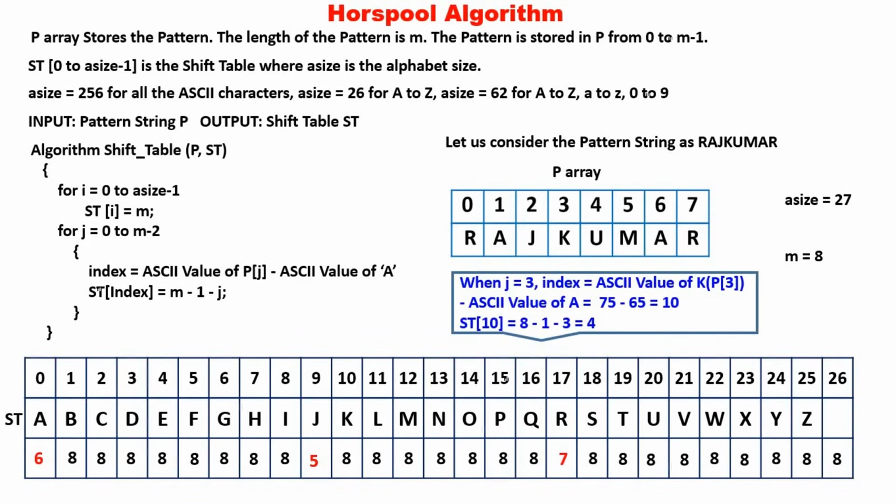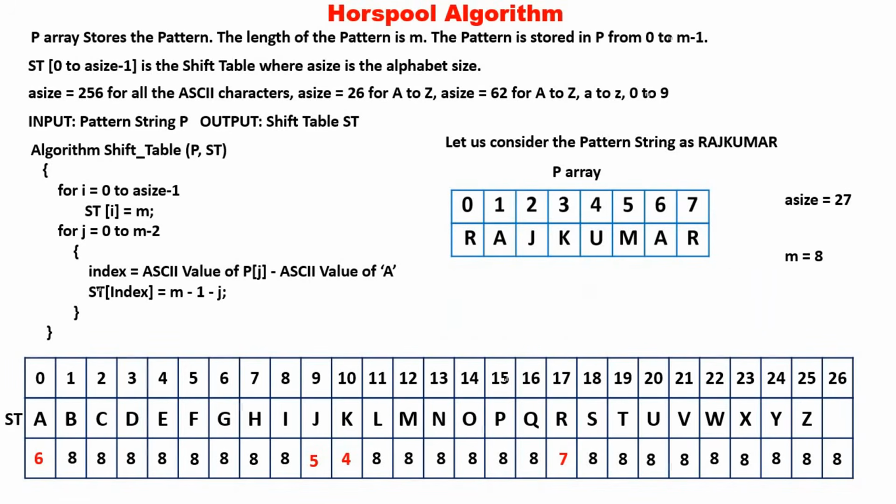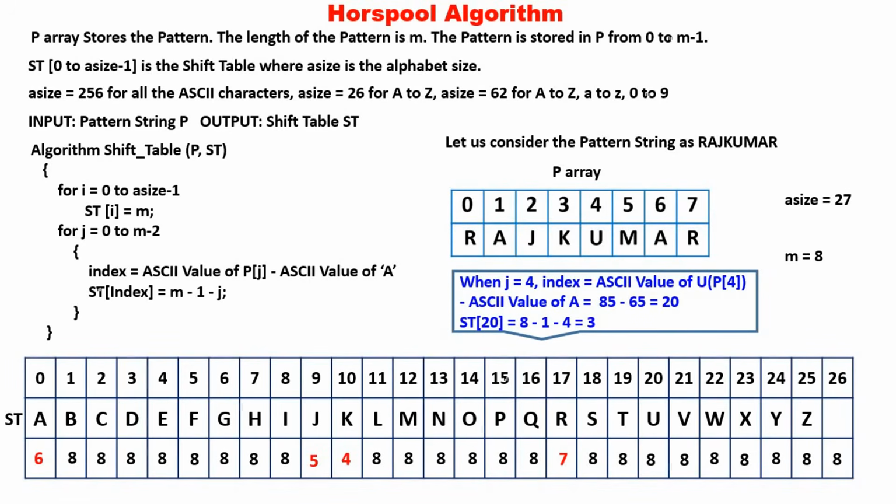Next, j is equal to 3. Index is equal to ASCII value of p of 3. In our example, what is p of 3? K. ASCII value of k minus ASCII value of a, that is 75 minus 65, is equal to 10. Therefore ST of 10 is equal to 8 minus 1 minus j value. J value is 3 here. Therefore 8 minus 1 minus 3 is 4. Therefore ST of 10, that is k, changes to 4. Just observe, for k it is changing from 8 to 4. Very good.